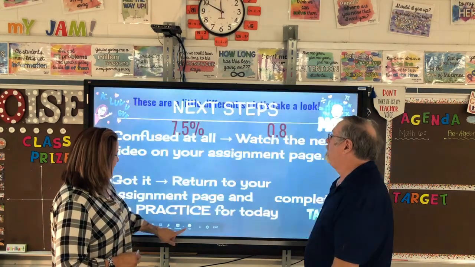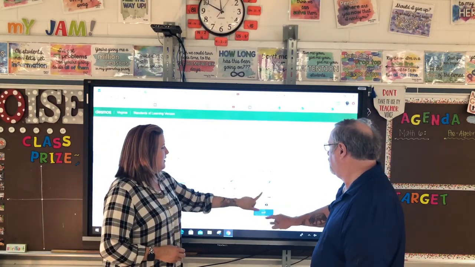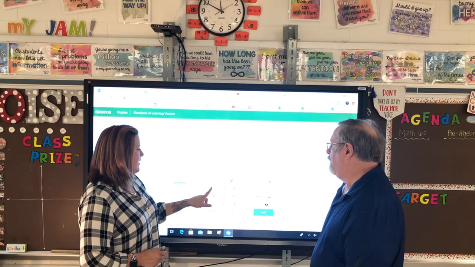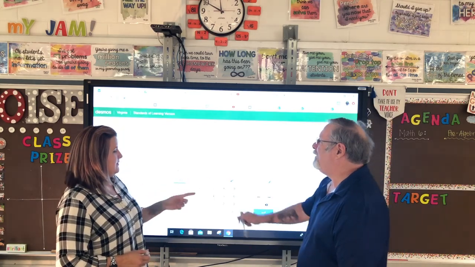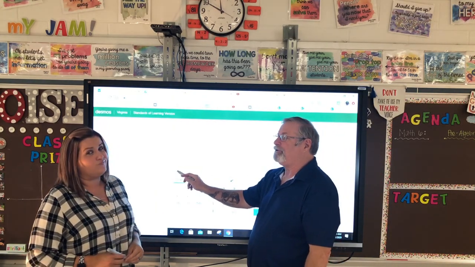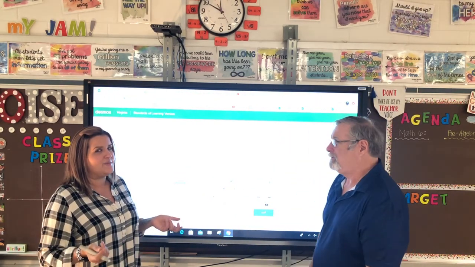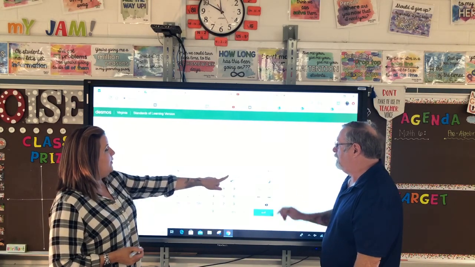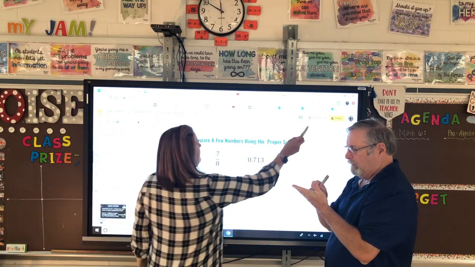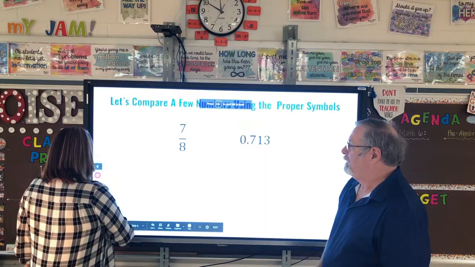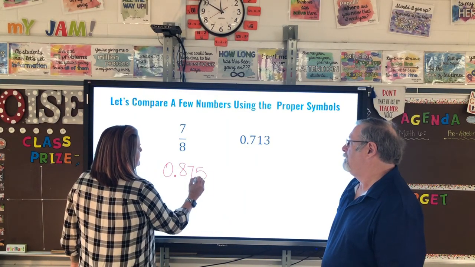So in ClassLink we could use the Desmos Calculator. I could clear all that because that was from another video. And I could just do 7 divided by, remember that brings up the fraction bar, and then 8. And I love that on the Desmos Calculator, when you do 7 divided by 8, it turns it into a fraction, because that's all the fraction bar means: division. So it's 0.875, 875 thousandths.